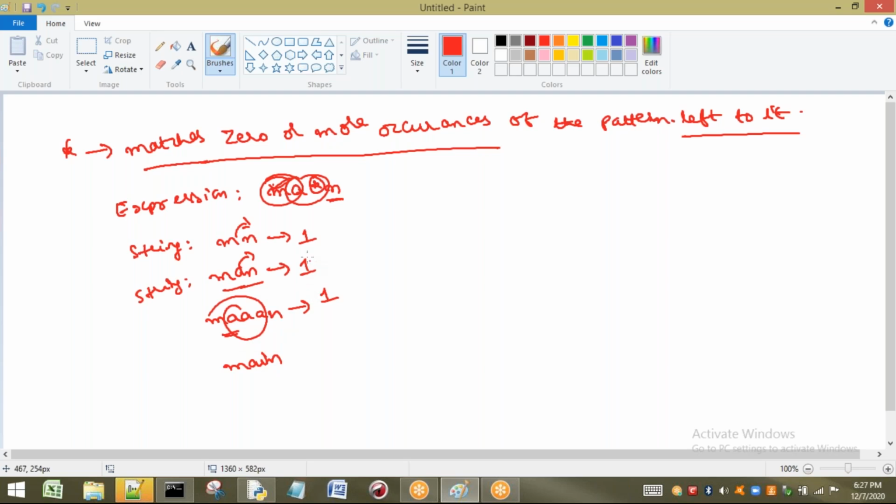The concept is I am searching for what? M A star N. The meaning of this one is star A. That means this A is applicable for this star. This A can occur 0 times, 1 time, 2 times, and so on n times. But compulsory what should be there? M should be there, N should be there. Okay.